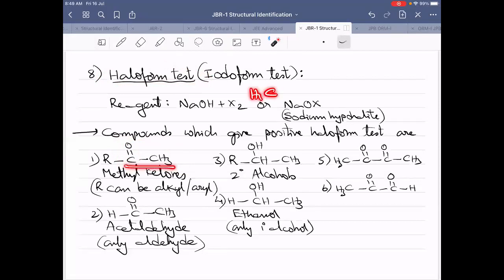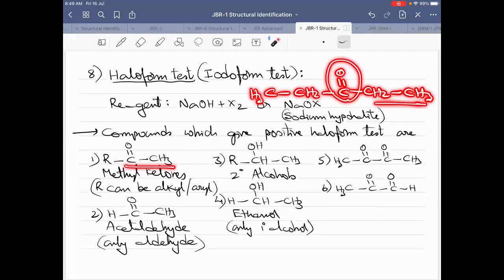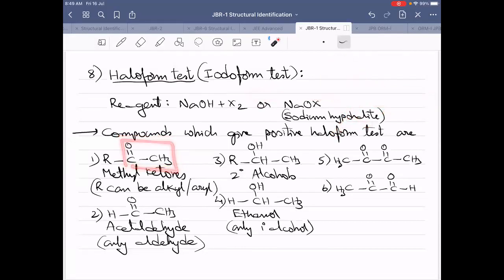Suppose any ketone is present like this, CH2, C double bond O, CH2, CH3. This is not a methyl ketone. There is an ethyl group adjacent to C double bond O. Only a methyl should be there adjacent to C double bond O. Only that compound can give this test. This compound cannot give it. So it is exclusive for methyl ketones.